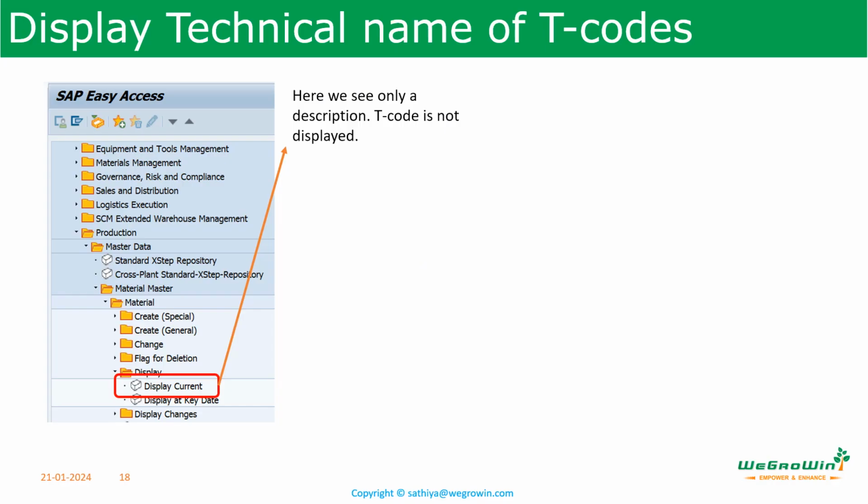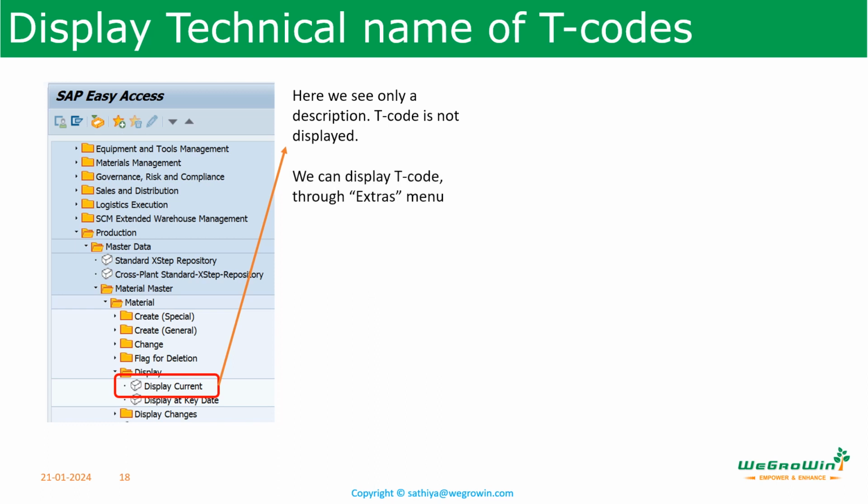In SAP, all the transactions are carried out using the transaction code. Anything will be based on the transaction code. So when you are having the system initially, for example, here we are seeing the material master display current. It is showing only a description. It is not showing any T code. But for an SAP transaction, we need to have the T code. T code means transaction code.